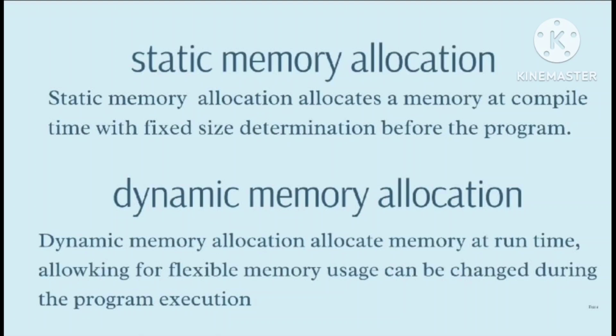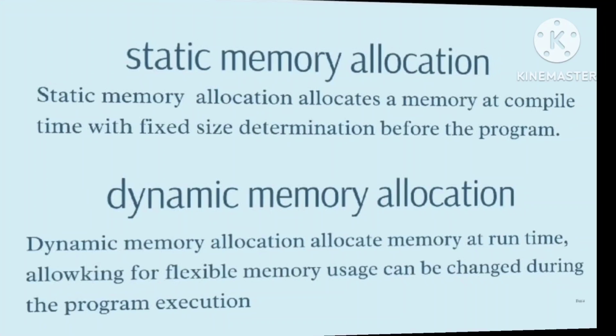The static memory allocation and dynamic memory allocation have their main difference at the time of their allocation to the memory. Static memory allocates the memory at compile time with fixed determination before the program, whereas the dynamic memory allocates the memory at runtime, which is more flexible, and can be changed during the program execution.